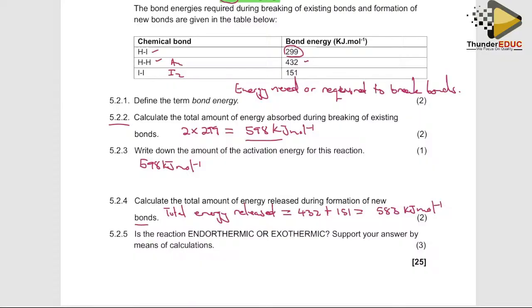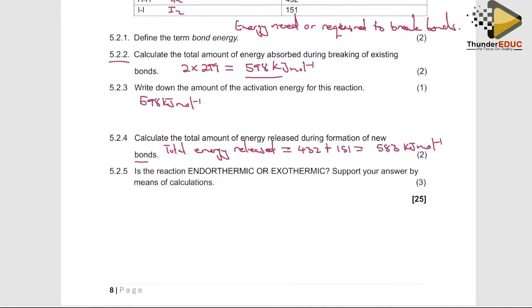Let's work it out first, and then we're going to explain whether it's exothermic or endothermic. So delta H is equivalent to E absorbed minus E released, right? So I'm going to get 598 minus my released value, which is 583. If I subtract, I'm going to get a positive value of 15 kilojoules per mole.